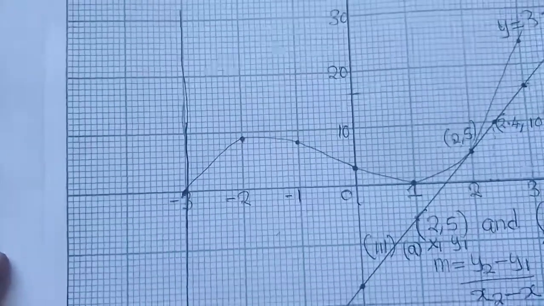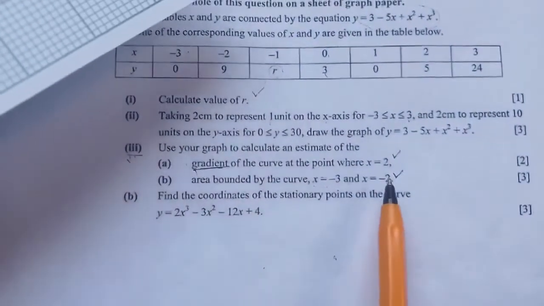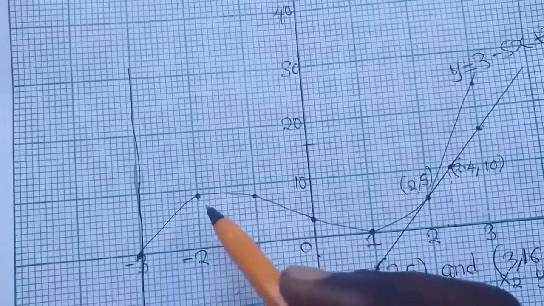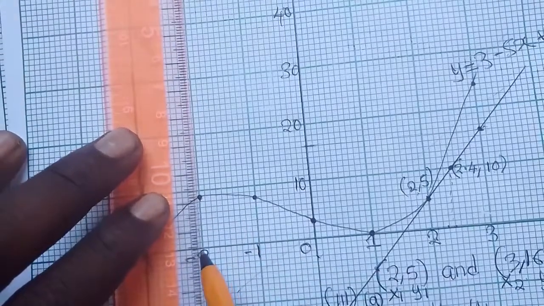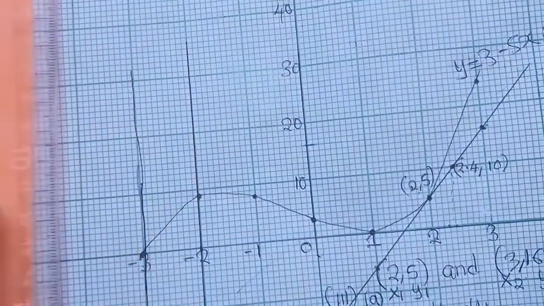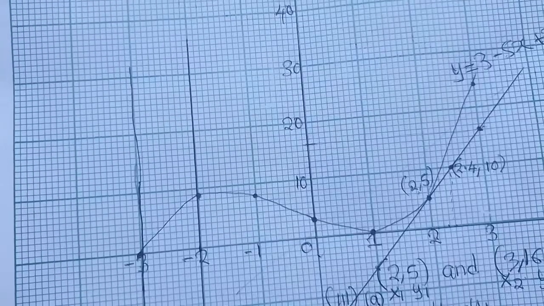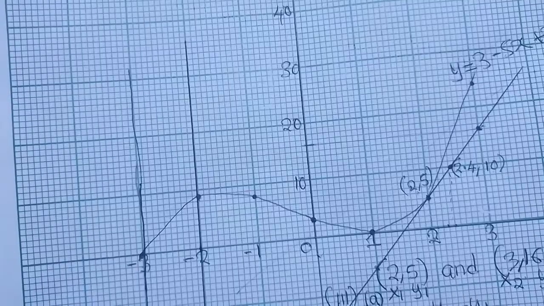You move to x is close to what? X is close to, are you able to see this? X is close to -2. X is close to -2 is here. Let me use a ruler. I do this. Have you seen? This is what I'm supposed to do. So this is what I'm supposed to follow.